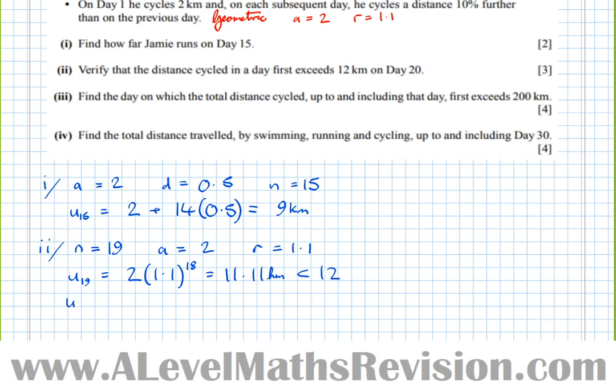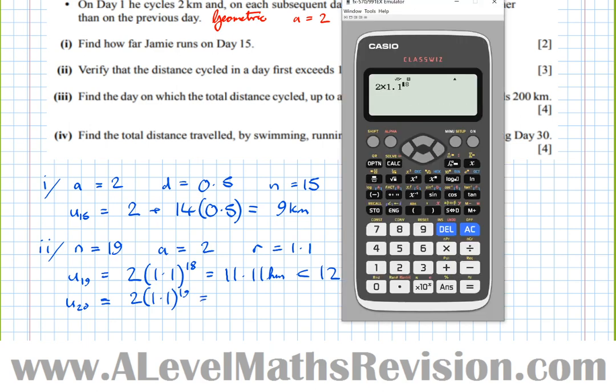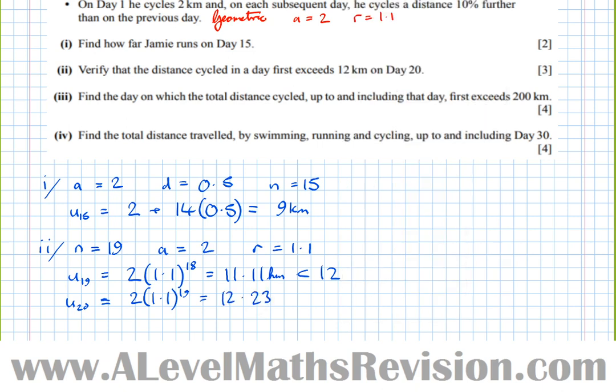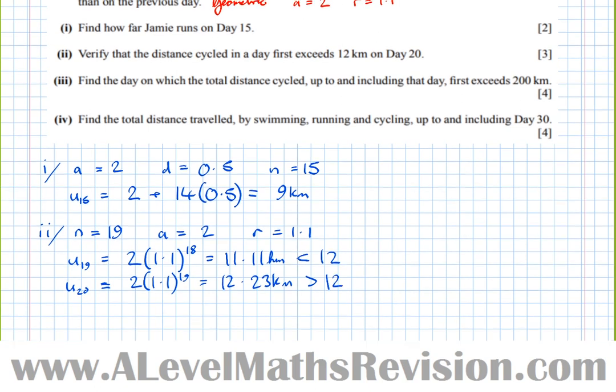Now let's look at the 20th day. 2 times 1.1 to the 19 equals 12.23 kilometers, which clearly is greater than 12. Therefore, the conclusion will be appropriate: first exceeds 12 kilometers on day 20.